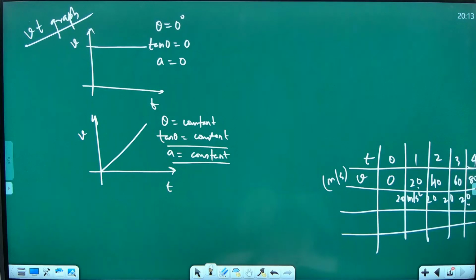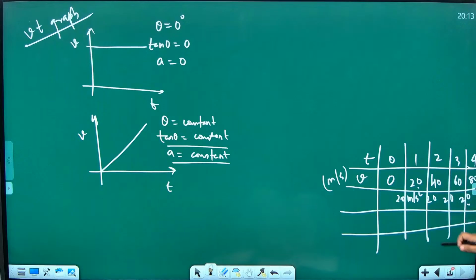Within 4 seconds from 0 she went to how much? 80 meter per second. What is the meaning of acceleration? (v minus u) by t, change in velocity by time. So in the first second, from 0 to 20, (20 minus 0) by 1, how much is that? 20.